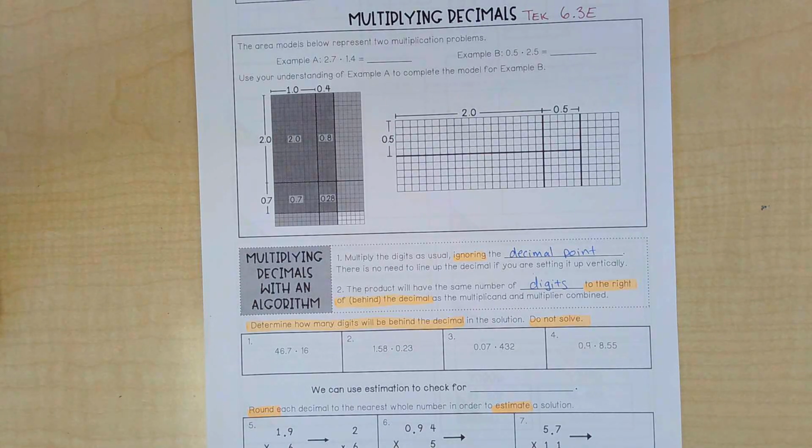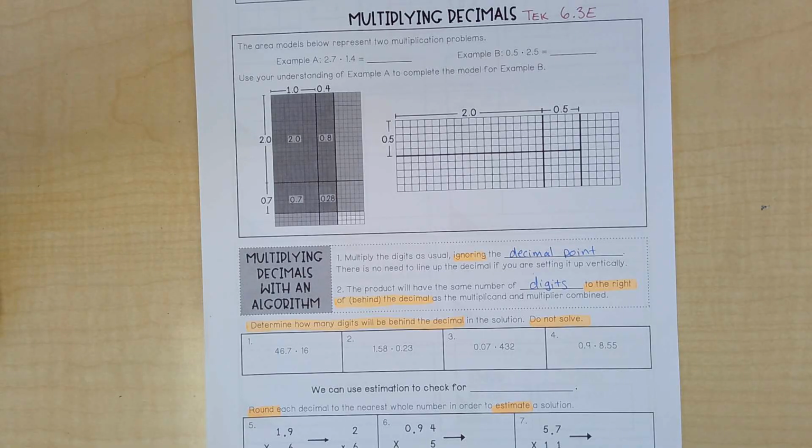Today we're going to talk about multiplying decimals, okay? So the very first example we have is an area model, which is okay for breaking down some stuff, but I prefer the algorithm, but we'll do the area model anyway.